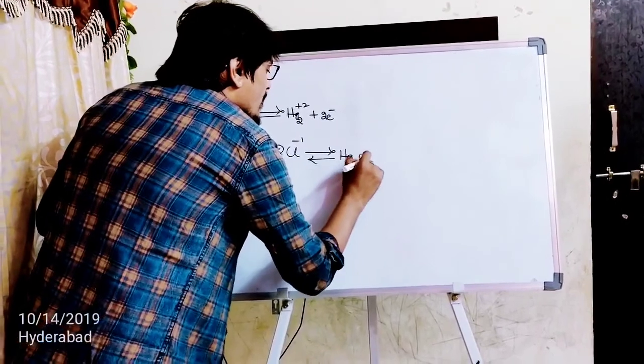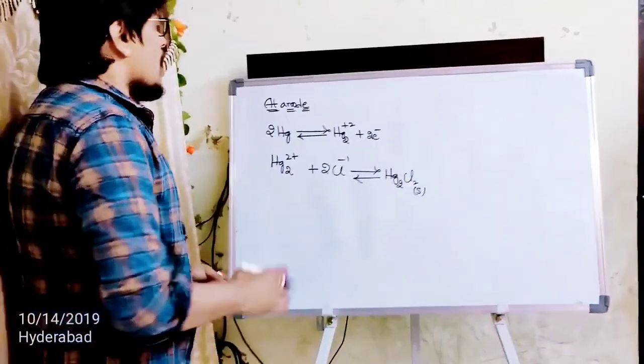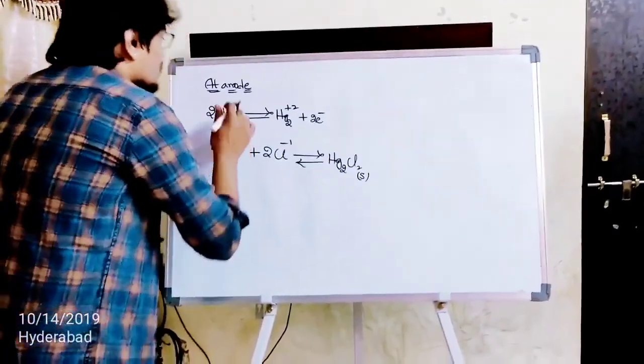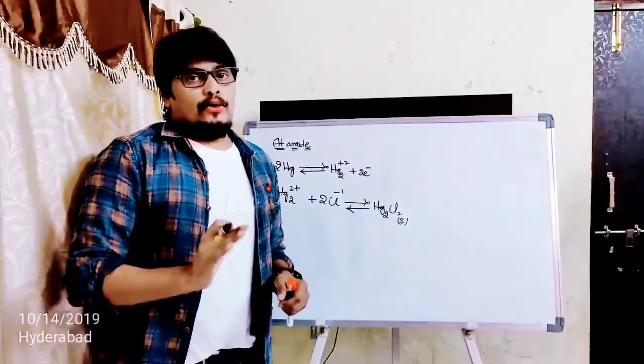Hg2Cl2 solid. Now these are the two reactions which are part of the anode.